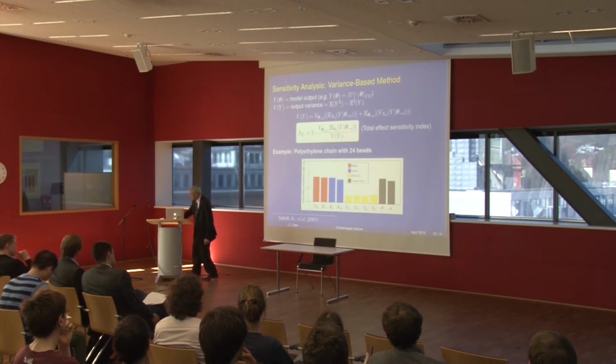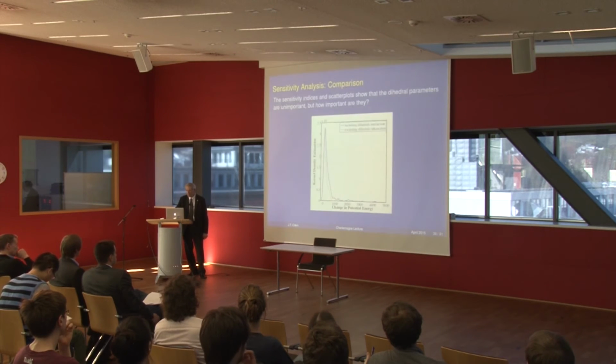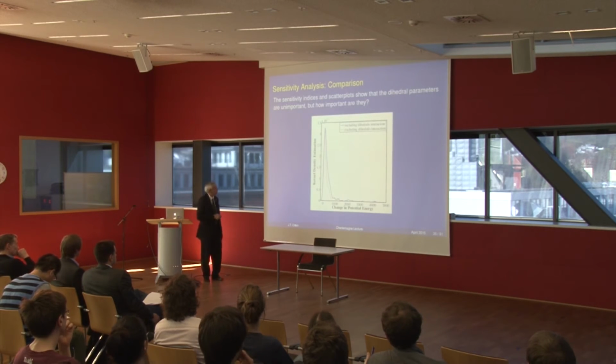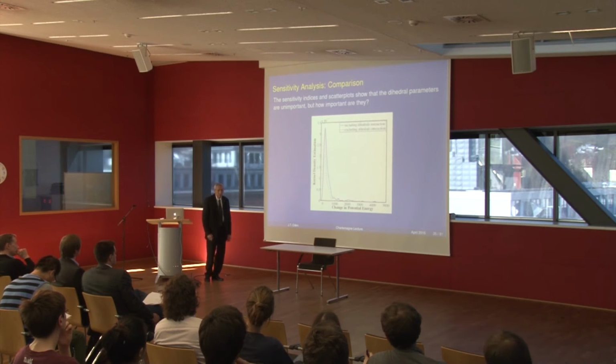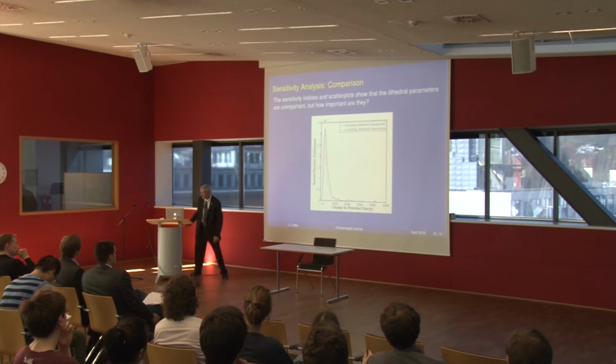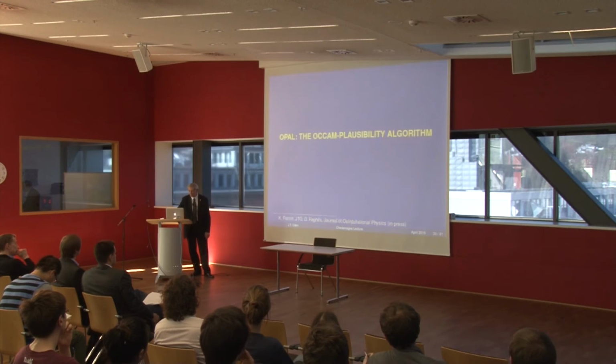Does it work? I'm going to have to flip through. And it does work. The blue probability distribution is including dihedrals, and the dotted one is out, and you see they're virtually the same. The DKL distance between these is essentially 0.